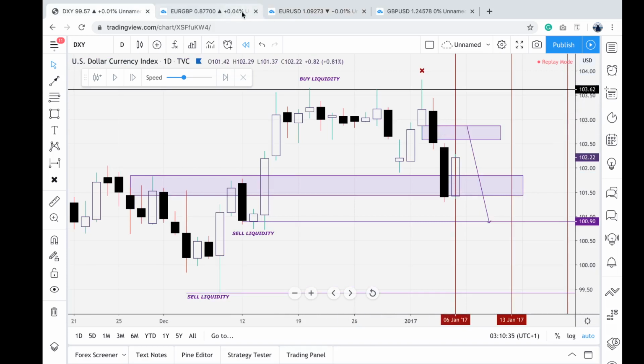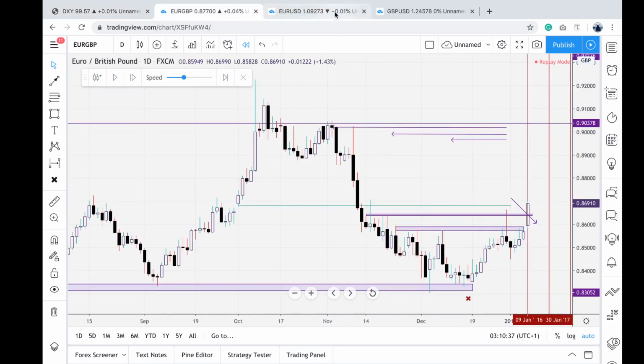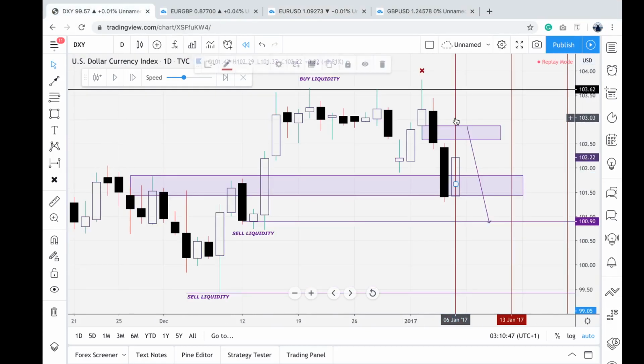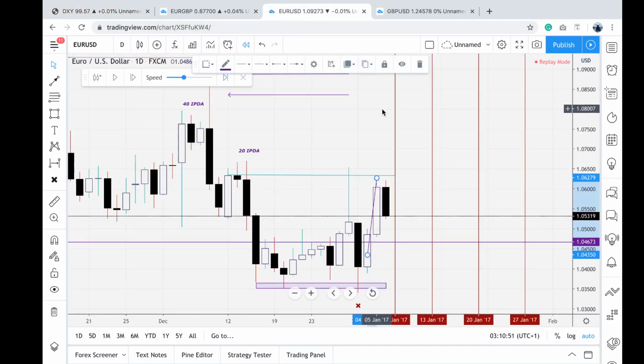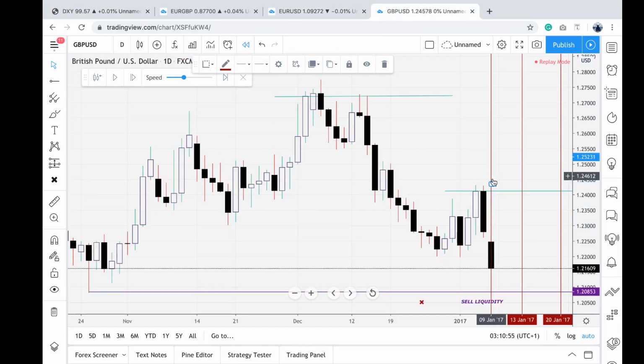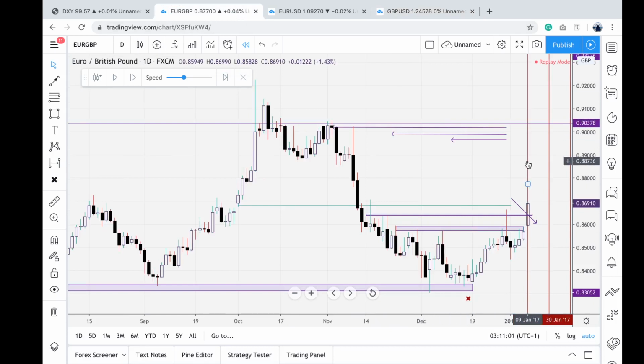Oh, 6 actually. So Euro USD, we can do the 6th or the 9th. Yeah, perfect. All right. So Euro USD 9th, GBP USD 9th, Monday's price action, Euro Pound 9th, Monday's price action.